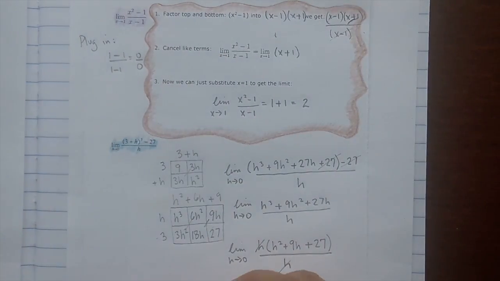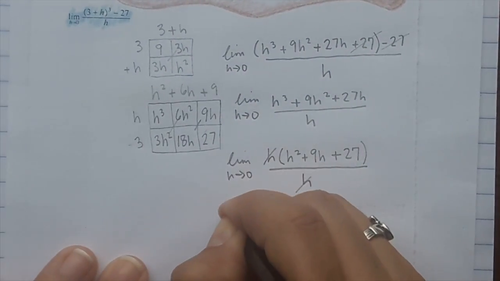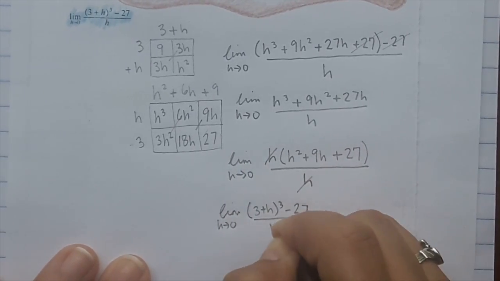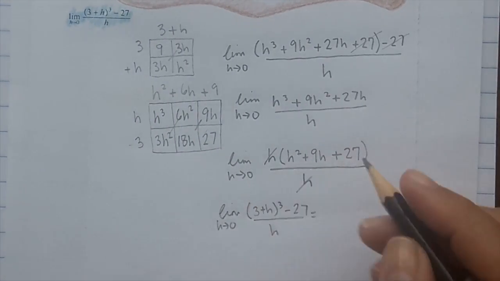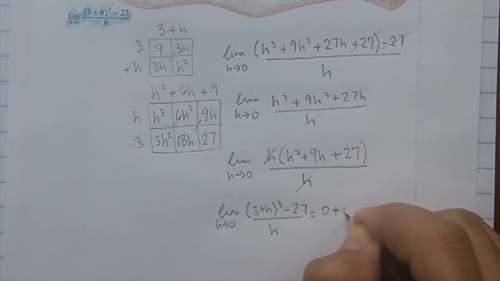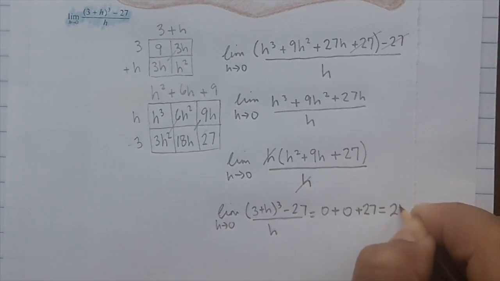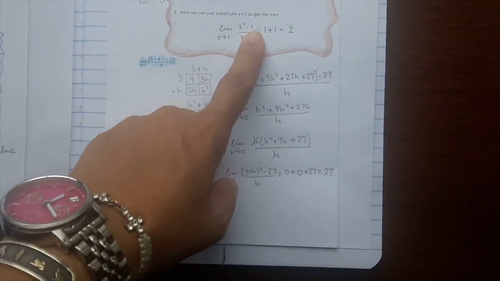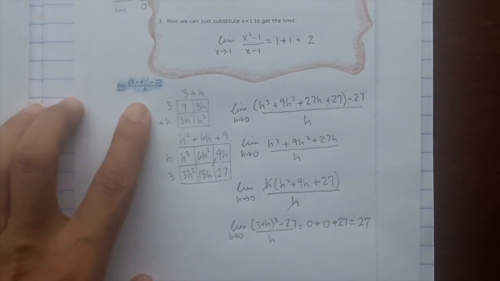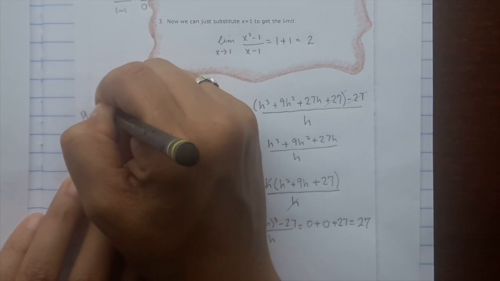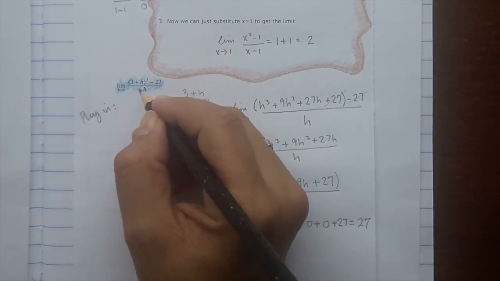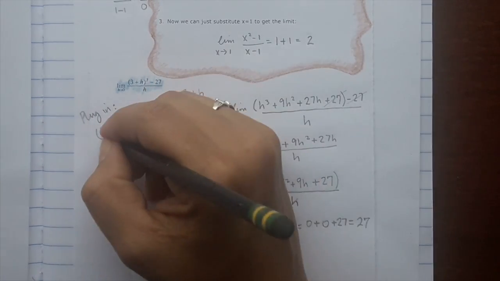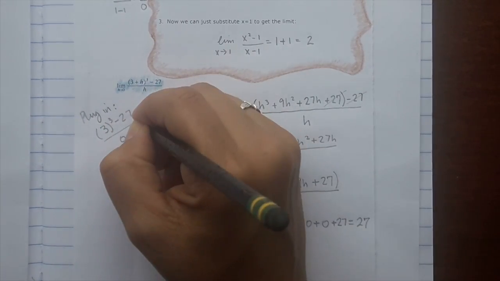So that h cancels with that. What do I have left now? The limit as h approaches 0 of h squared plus 9h plus 27. So plug in 0 everywhere you see an h. So 0 plus 0 plus 27. So 27. Let me prove it to you: if you plugged it in at the beginning, you would have gotten an indeterminate value, 0 over 0. Where you see h, plug it in. Plug in 3 plus 0 cubed minus 27 over 0. 3 cubed is 27. 27 minus 27 is 0 over 0.